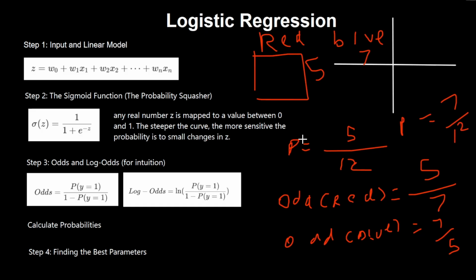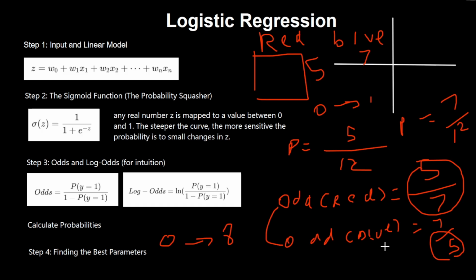So you can see that the probability value is between 0 and 1. But the odds value will be between 0 and infinity. Why? Because in this case it will be a decimal value, and in this case it will be above 1. So it can extend from 0 to infinity, while this will be between 0 and 1.